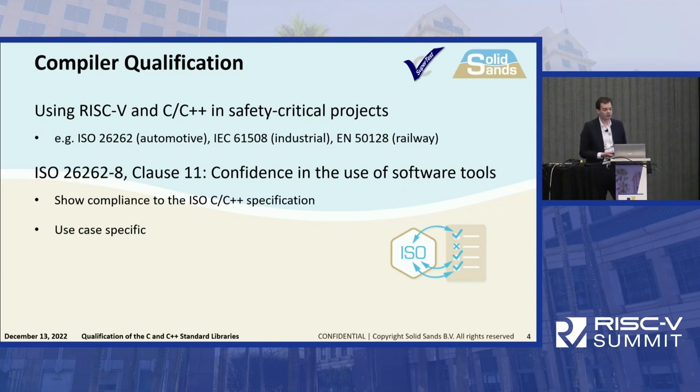Finally, important to note here is that compiler qualification is use case specific, and it means that you qualify a compiler for the configuration of the compiler that you are using for your software. As you can imagine, if you're using optimization or not, that really changes the behavior of your compiler. Similarly, if you're using an instruction set extension or not, that changes the behavior of the compiler, and therefore you really should qualify a compiler for the exact use case you are using it for.